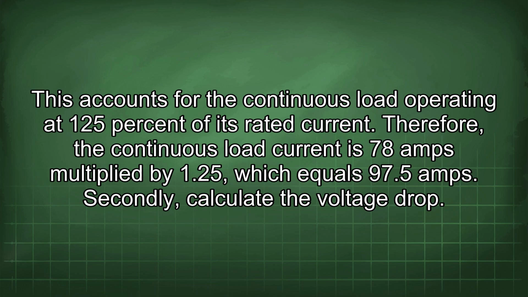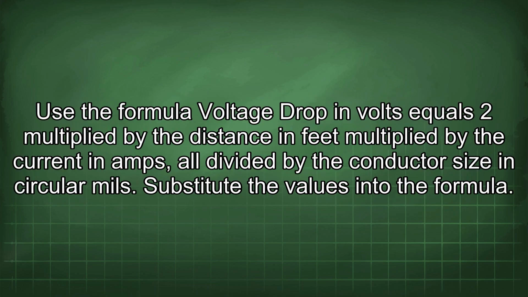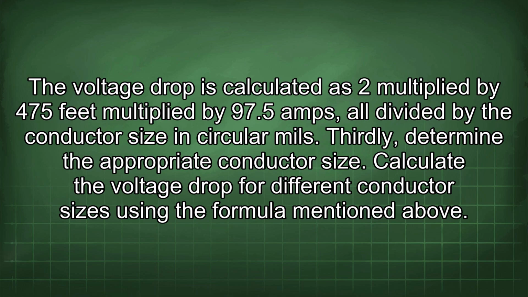Secondly, calculate the voltage drop. Use the formula: voltage drop in volts equals 2 multiplied by the distance in feet multiplied by the current in amps, all divided by the conductor size in circular mils. Substitute the values into the formula. The voltage drop is calculated as 2 multiplied by 475 feet multiplied by 97.5 amps, all divided by the conductor size in circular mils. Thirdly, determine the appropriate conductor size.